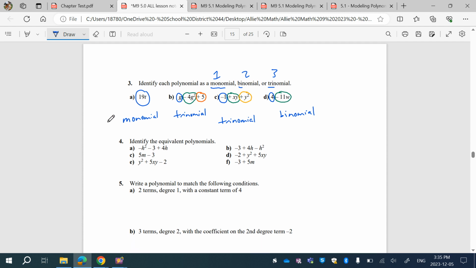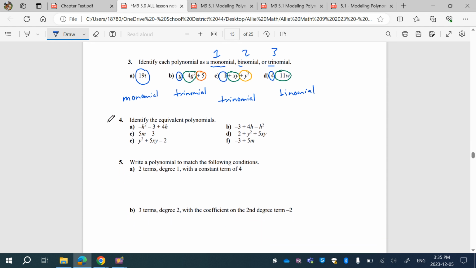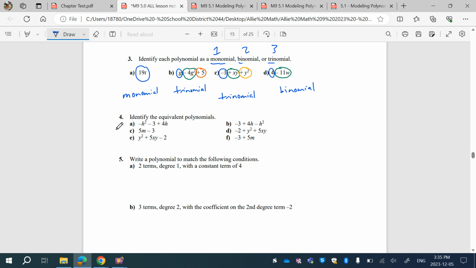Next, let's look at number 4. Identify the equivalent polynomials. And this might be a little bit easier, or I'll model some of them after with tiles. It's pretty easy to see, or easier to see maybe if you model them with tiles, or if you just look and match the terms. So let's do a little search.